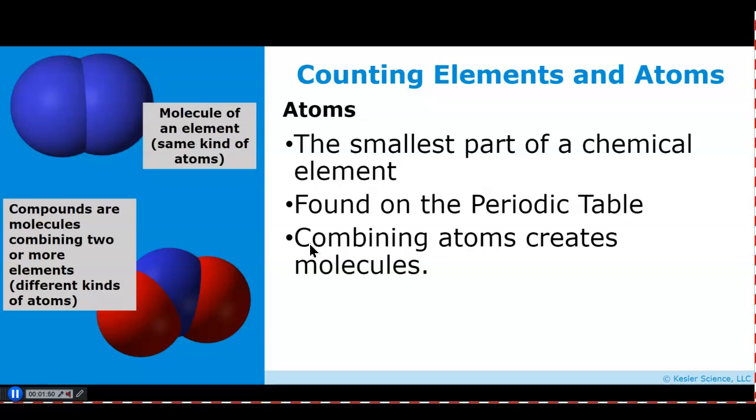Okay, so counting elements and atoms. So an atom is the smallest part of a chemical element, and atoms are found on the periodic table. And when atoms are combined, they create molecules. So there are elemental molecules where all the atoms in that molecule are the same type of atom, or we have compounds where we have different types of atoms in a molecule.